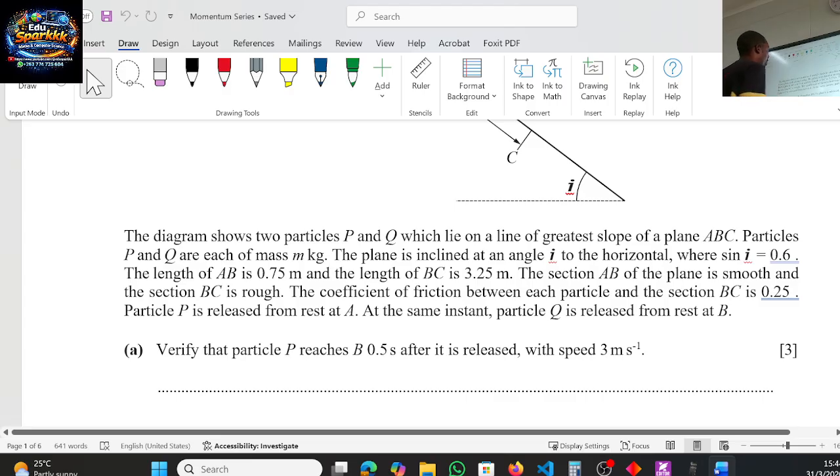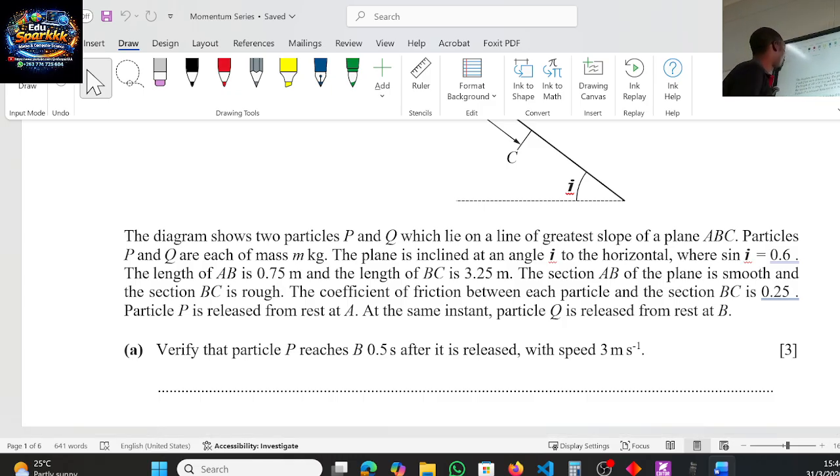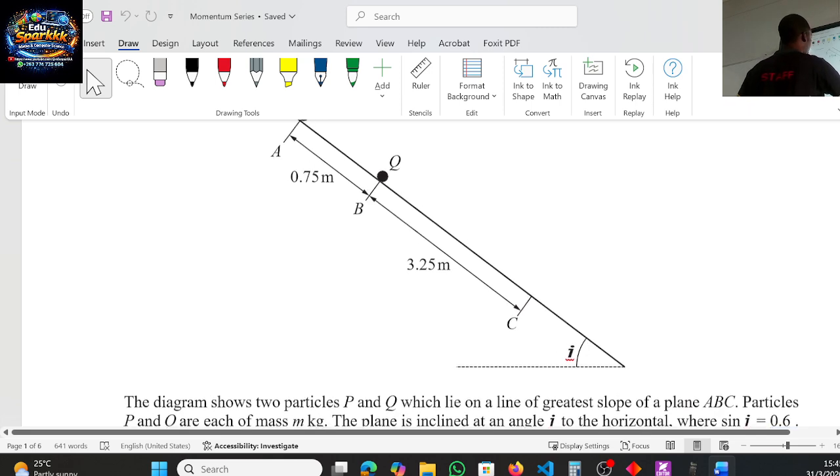The diagram shows two particles, P and Q, which lie on a line of greatest slope of a plane ABC. Particles P and Q are each of mass m, and the plane is inclined at an angle I degrees to the horizontal, where sine I is 0.6. The length of AB is 0.75 meters and the length of BC is 3.25 meters. Section AB of the plane is smooth and section BC is rough. The coefficient of friction between each particle and section BC is 0.25. Particle P is released from rest at A, and at the same instant, particle Q is released from rest at point B.